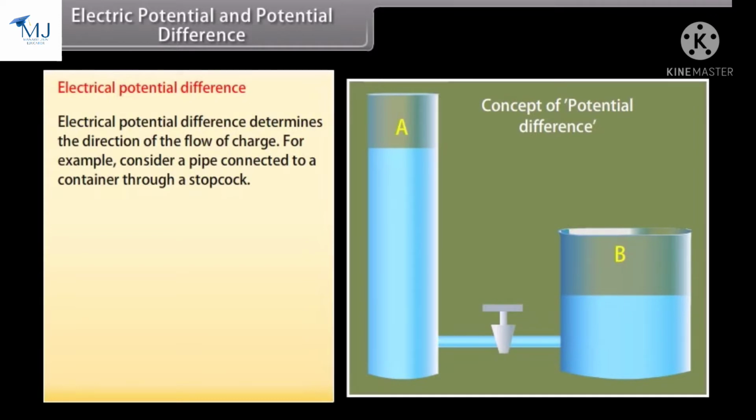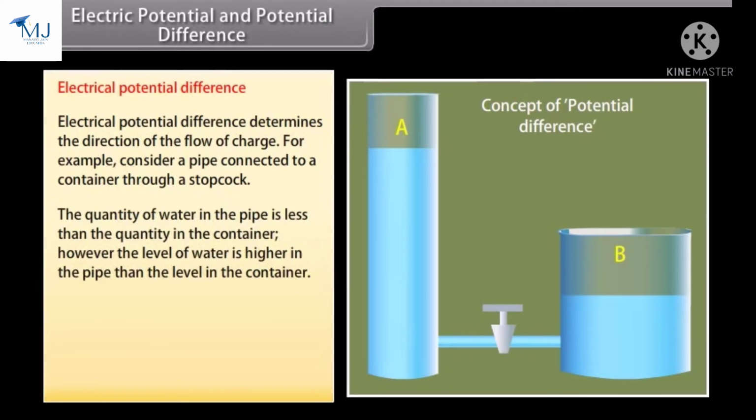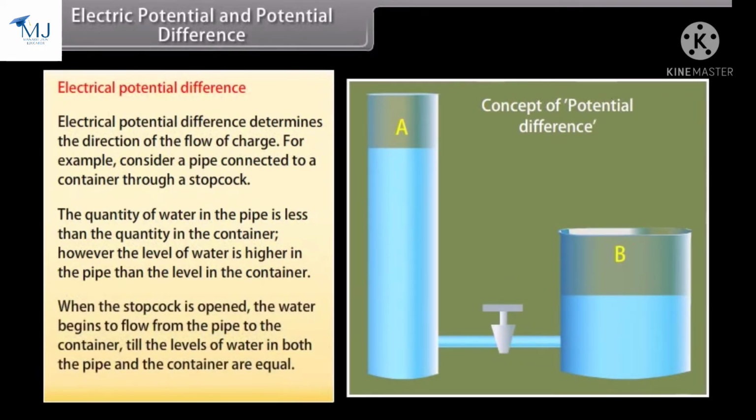For example, consider a pipe connected to a container through a stop cock. The quantity of water in the pipe is less than the quantity in the container. However, the level of water is higher in the pipe than the level in the container. When the stop cock is opened, the water begins to flow from the pipe to the container till the levels of water in both are equal. This shows that it is not the quantity of water but the level of water which decides the direction of flow of water. It is the potential difference that is responsible for the flow of water.